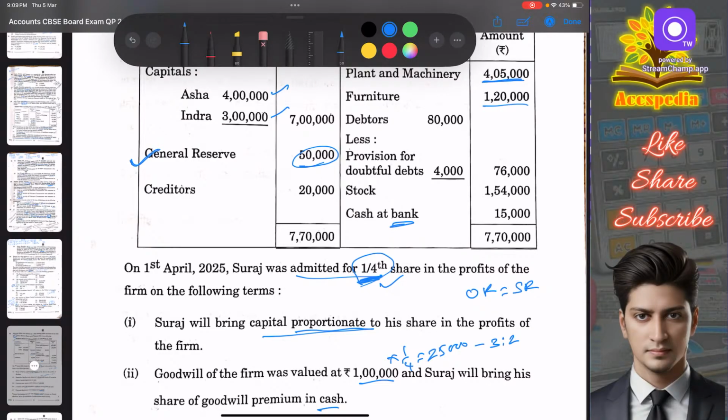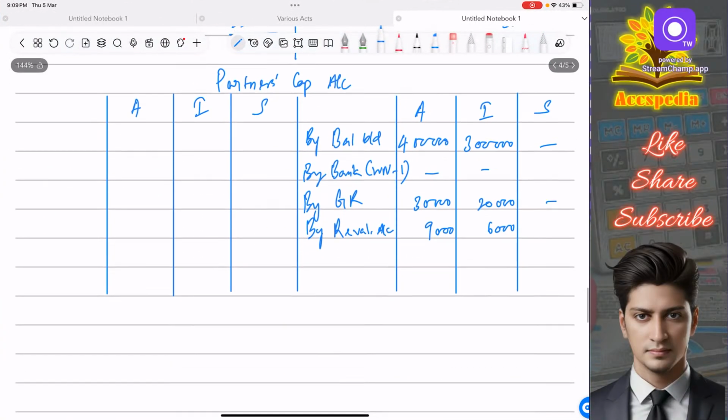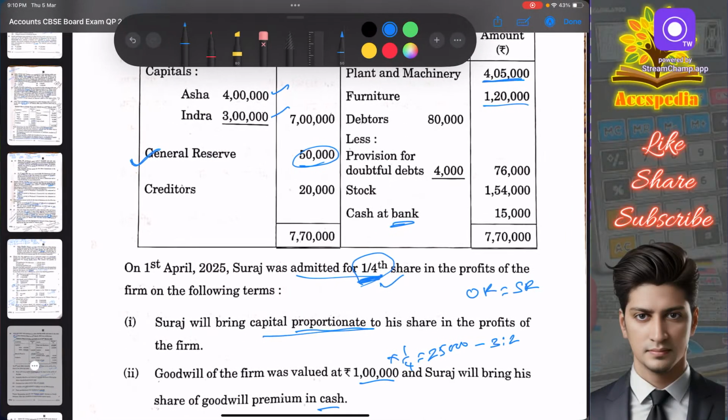So divided by 5, one share is 5,000. 5,000 into 3, 15,000. 5,000 into 2, 10,000. So that is premium for goodwill 15,000, 10,000. So that's it.